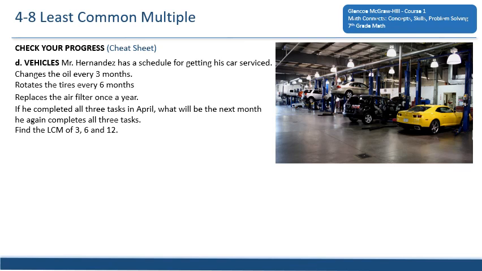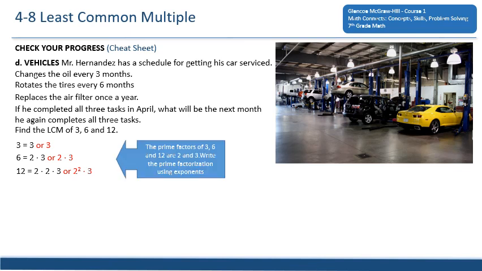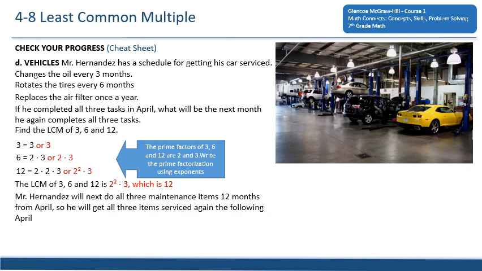Now you may already have an idea what that least common multiple is, but let's go through the steps. So the prime factors of 3 is 3. The prime factors of 6 is 2 times 3. And the prime factors of 12 are 2 squared times 3. So the least common multiple of 3, 6, and 12 is 2 squared times 3, which is 12. Mr. Hernandez will need to do all 3 maintenance items 12 months from April, so he will get all 3 items serviced again the following April.